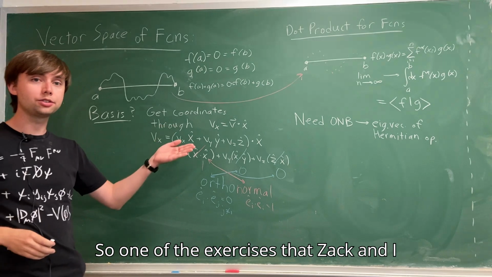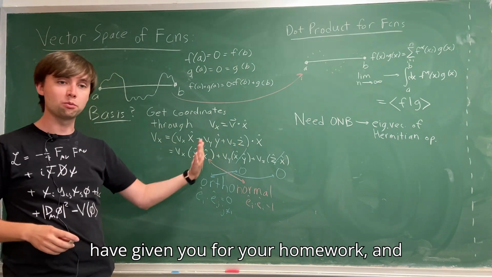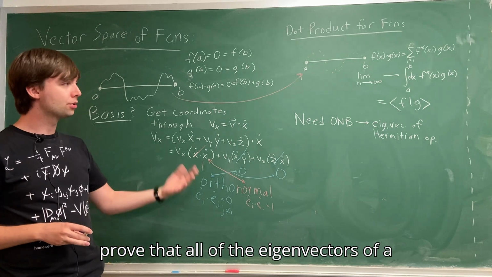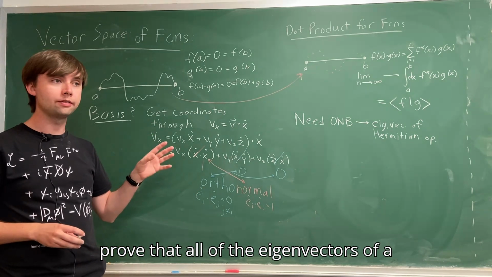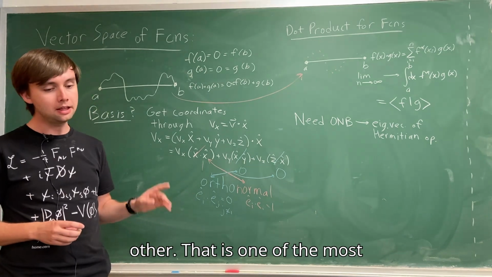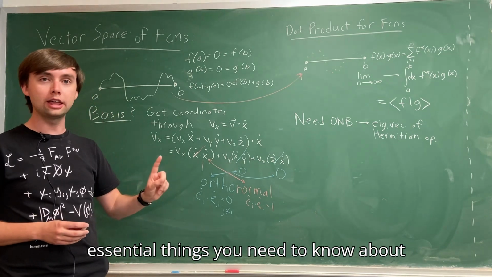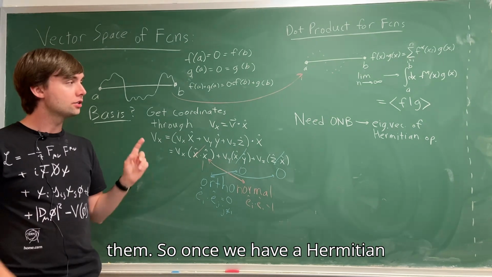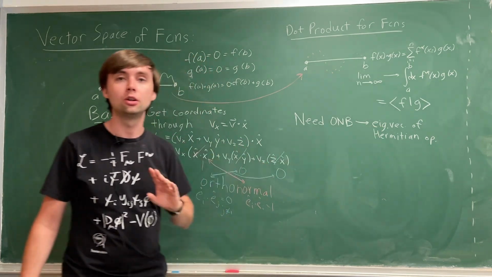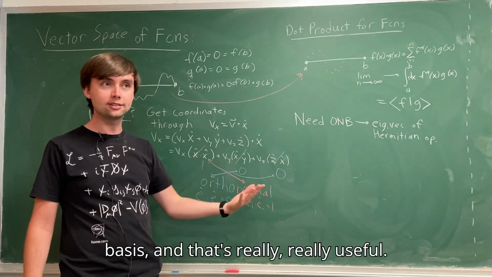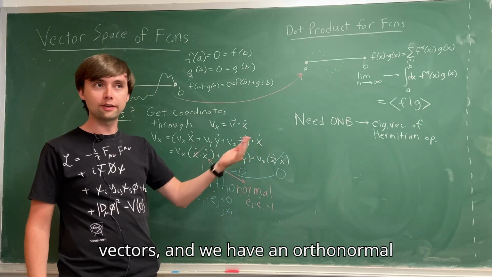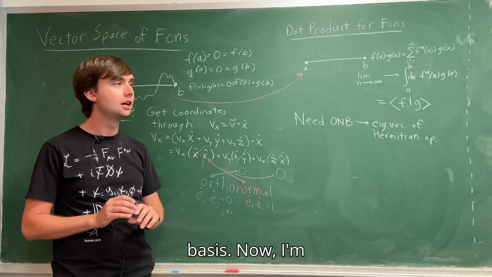So one of the exercises that Zach and I have given you for your homework, and something that we're going to talk about for the in-person sessions, is how to prove that all of the eigenvectors of a Hermitian operator are orthogonal to each other. That is one of the most essential things you need to know about them. So once we have a Hermitian operator and we find its eigenvectors, we're done. We've got an orthogonal basis, and that's really, really useful. Then we can just normalize each of our vectors, and we have an orthonormal basis.